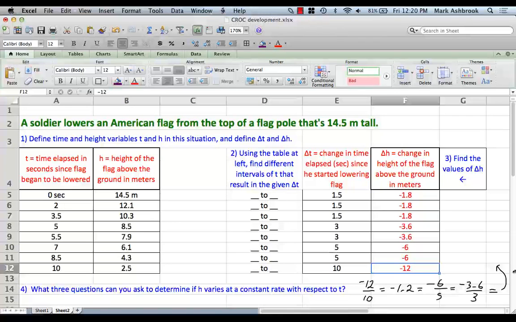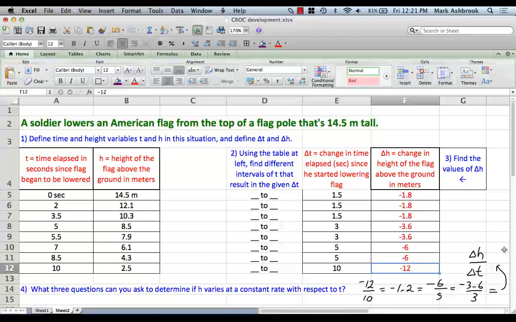Tell me what? She said delta H divided by delta T. You like it? That's it. So this was what he said. This is the second perspective. You have a constant ratio of the changes in the quantities. In this case, that constant ratio is negative 1.2. And what we said was that is the constant rate of change. That is how much every second the flag is going down: 1.2 meters. Okay.